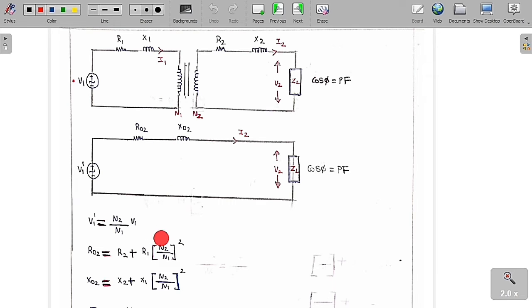R02 is equal to R2 plus (N2 by N1) whole square into R1, whereas X02 is equal to X2 plus (N2 by N1) whole square into X1. So now V1 dash is nothing but N2 by N1 into V1. So V1 dash is equal to N2 by N1 into V1. This is the circuit that we are going to get now.